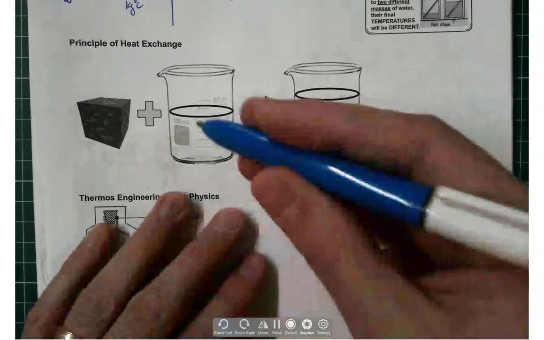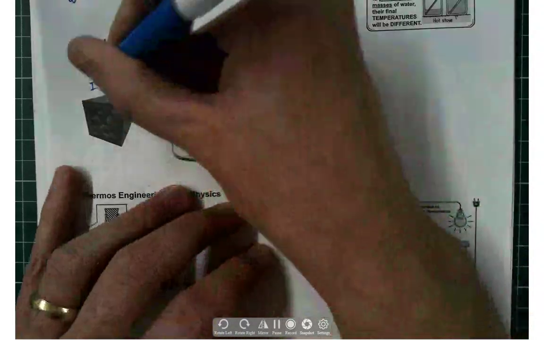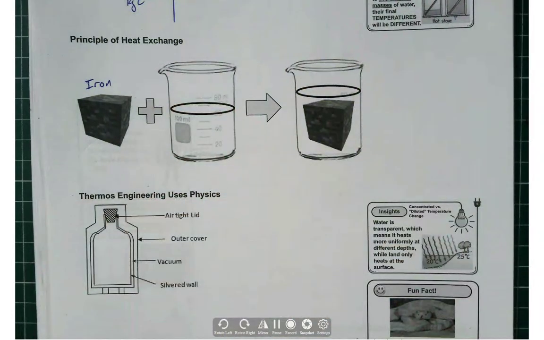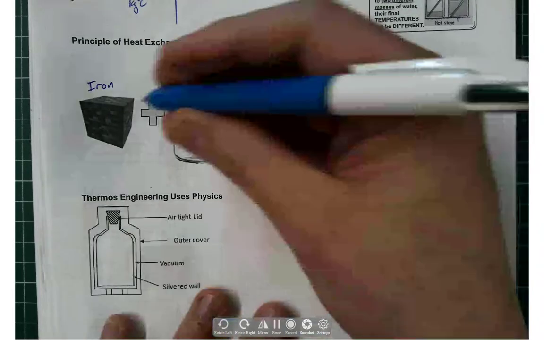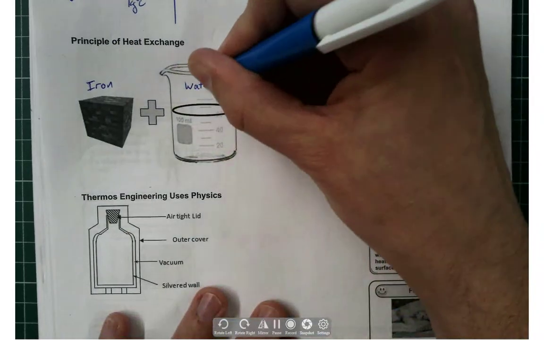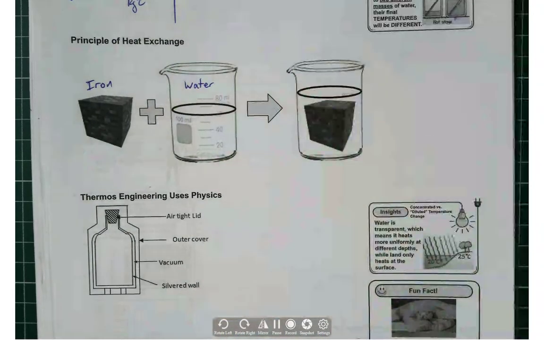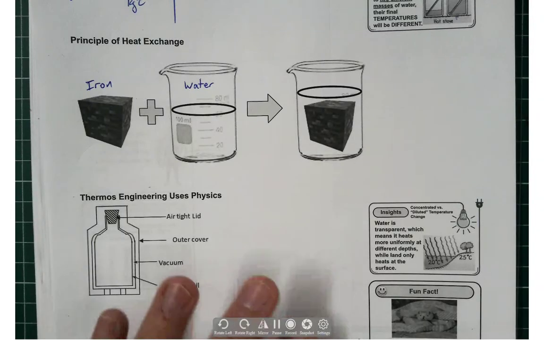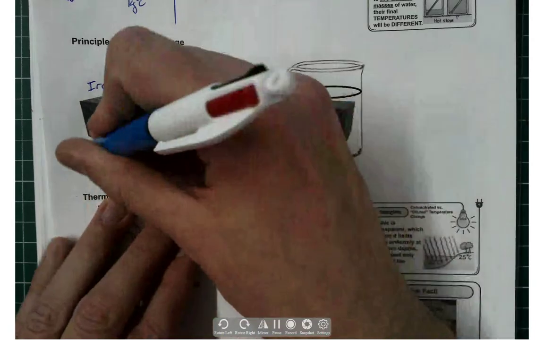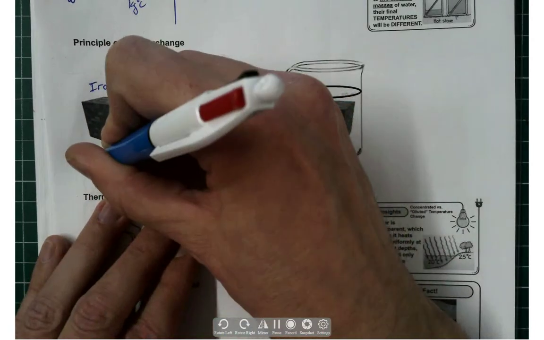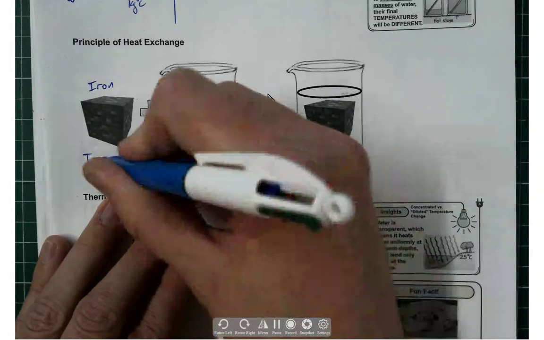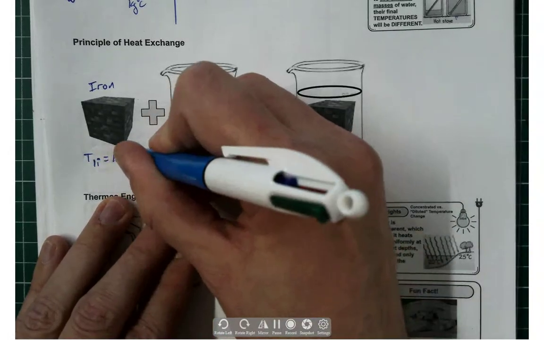Let's think about this. Iron. Here's my Minecraft OG iron, and I put my iron into water. Remember we said once before that we weren't always going to put the same substance into itself? So now we've got iron, and I'm going to say T1 for the iron, T1I, is equal to 100 degrees Celsius. Okay?